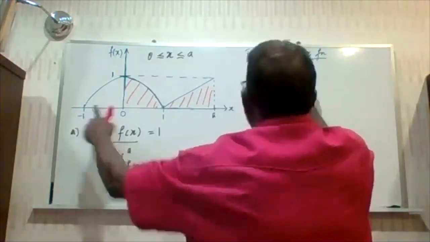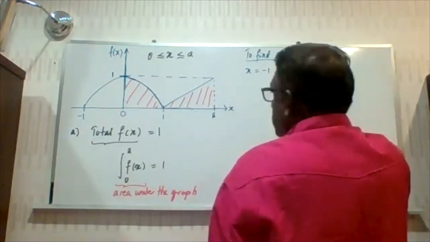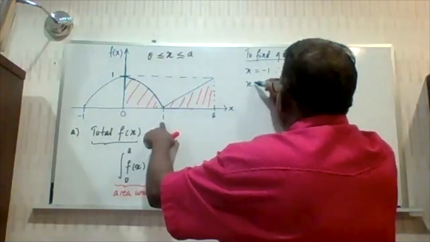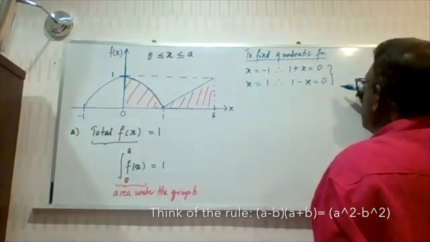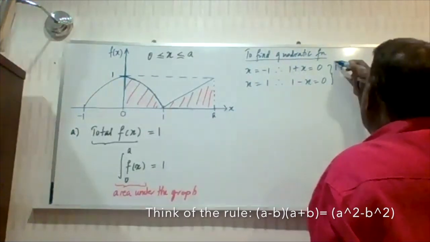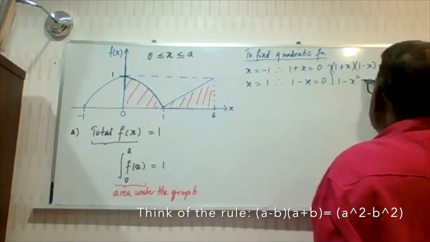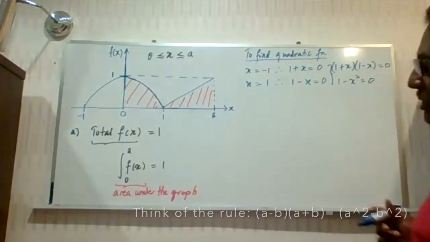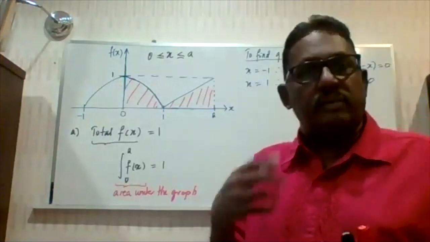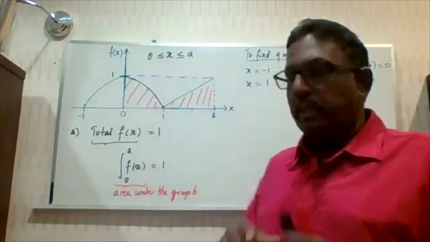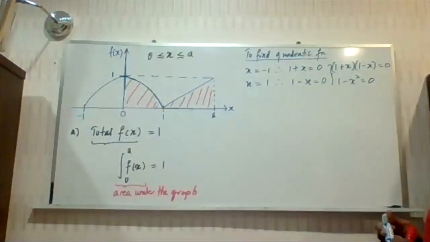So what does this mean? This means x is equal to -1, therefore 1 plus x is equal to 0. This means x is equal to 1, therefore 1 minus x is equal to 0. Combining this, 1 plus x multiplied by 1 minus x equals 0. That will give me 1 minus x squared equals 0. I've already got the quadratic function. That's why they gave you this part of the curve. Although it doesn't include these x values, without this you cannot find the function.